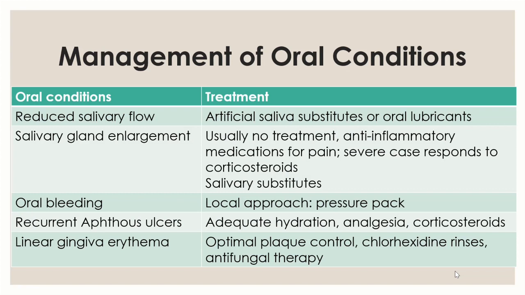For management of oral conditions in patients with reduced salivary flow, artificial saliva substitutes or oral lubricants can be considered. For patients with salivary gland enlargement, usually no treatment is needed. For patients with oral bleeding, management is usually by a local approach, for example, application of a pressure pack. Treatment of recurrent aphthous ulceration is usually symptomatic.